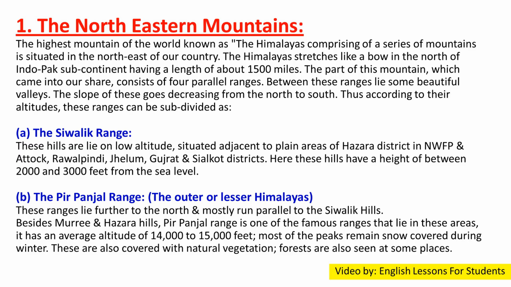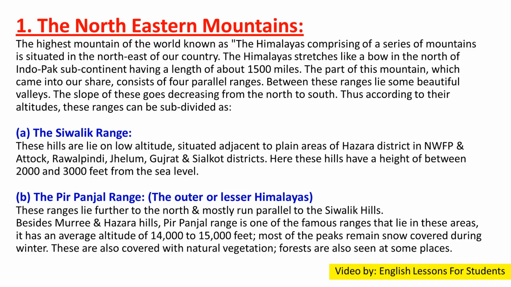Between these ranges lie some beautiful valleys. The slope of these goes decreasing from the north to south. Thus, according to their altitudes, these ranges can be subdivided as: 1. The Siwalik Range. These hills lie at low altitude, situated adjacent to plain areas of Hazara district in NWFP and Attock, Rawalpindi, Jhelum, Gujarat and Sialkot districts. Here, these hills have a height of between 2000 and 3000 feet above sea level.